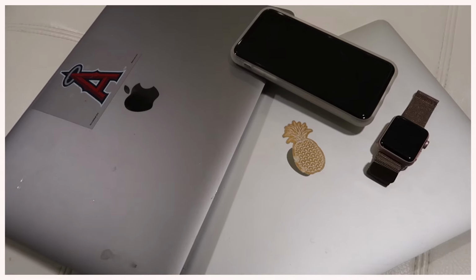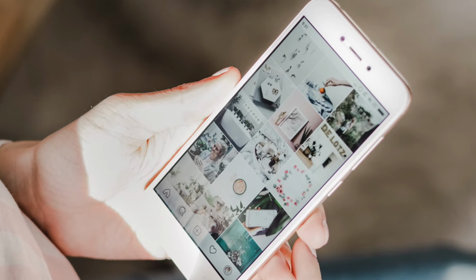I've got an Apple Watch, I've got an Apple phone, my husband does, my daughter does, and pretty much all of my friends have Apple products. I use Instagram and Facebook every day. Instagram is owned by Facebook.